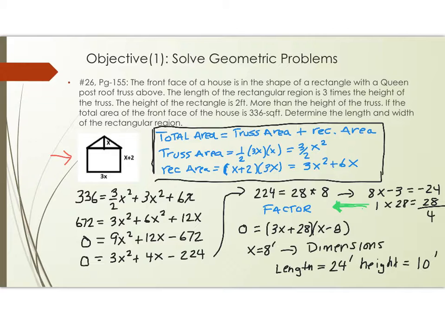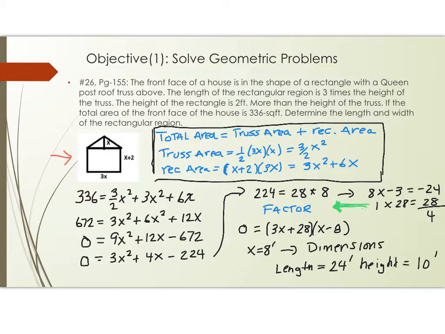And then in the blue box, we have our strategy. The total area is equal to the truss area plus the rectangular area. The truss area is nothing more than a triangle, so it's the base times the height divided by 2. This gives us 3/2 x squared. The rectangular area is just the length times the width. In this case, it's x plus 2 times 3x, which is 3x squared plus 6x.